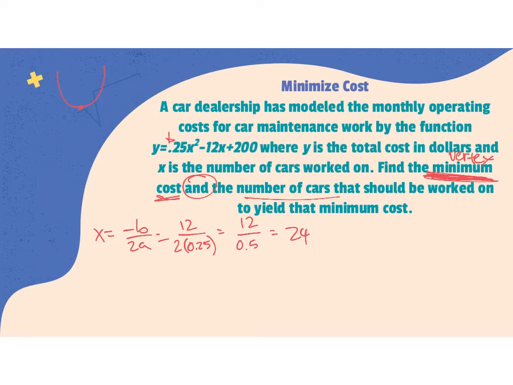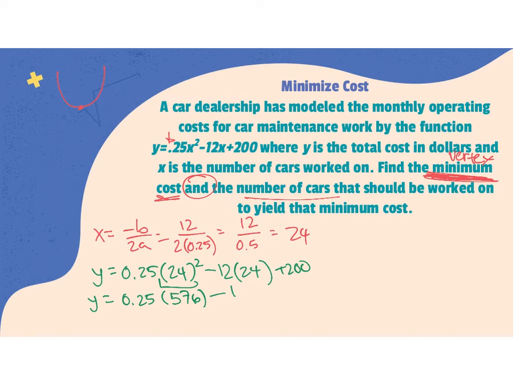Okay, so that's my x value of the vertex, but now I need to take that and plug it in for y. So I'd have y equals 0.25 times 24 squared minus 12 times 24 plus 200. Start by squaring the 24. So that's y equals 0.25 times 24 squared, which is 6 something, I think. 24 squared. Oh, 576. I was off.